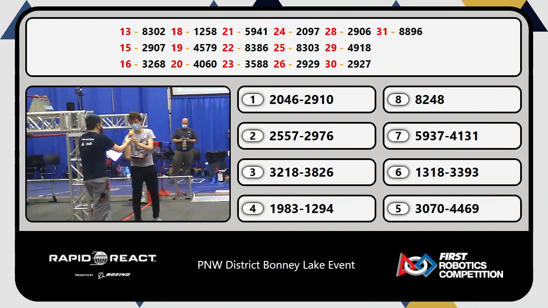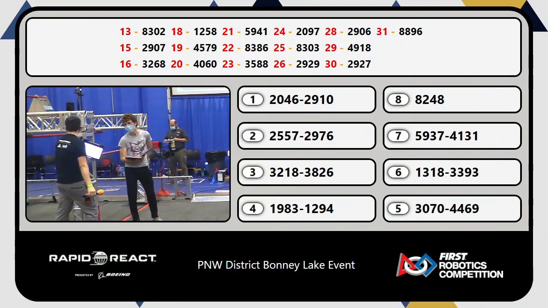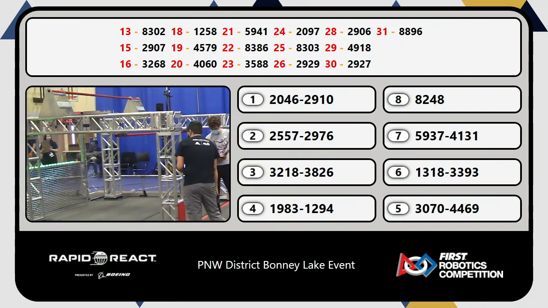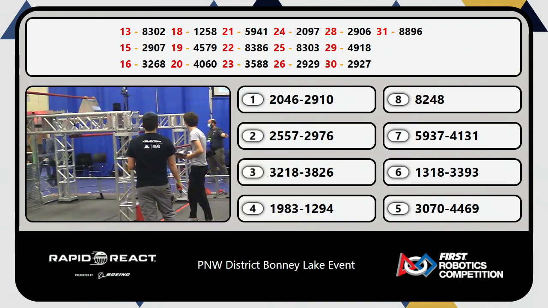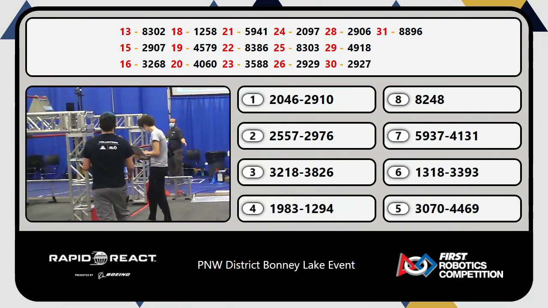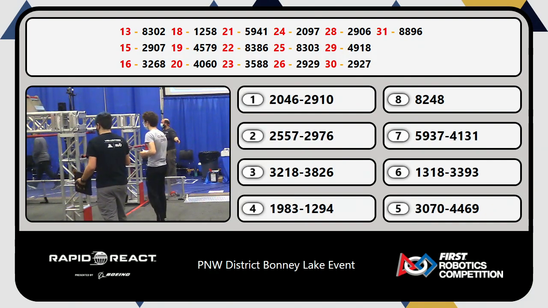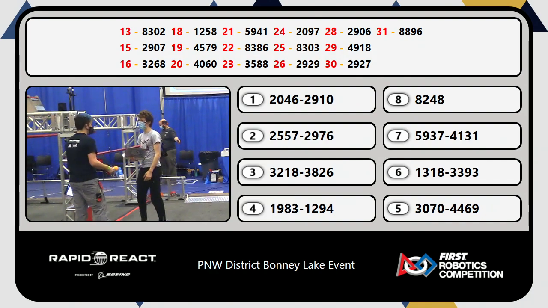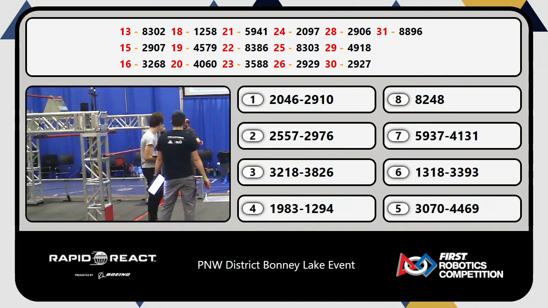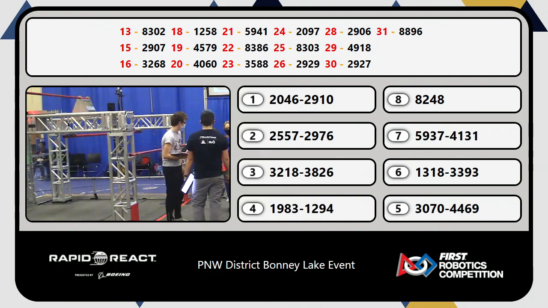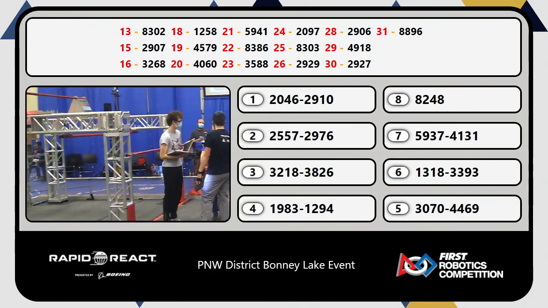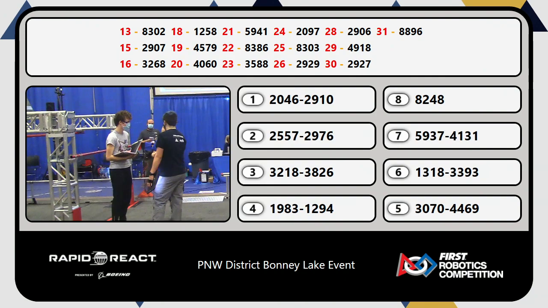You ready? Team 8248 would like to graciously invite Team 2907 to our alliance. Team 2907, please come to the field. Evan, can we confirm, is that 2907 or 2097? Oh. 2907. Team 2907 is Lion Robotics from Auburn Mountain View High School. Team 2907 would like to accept your gracious offer. All right, we'll give them a minute to discuss.